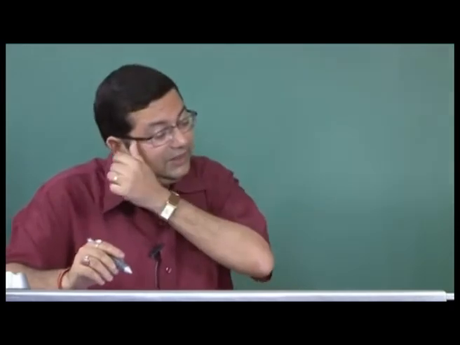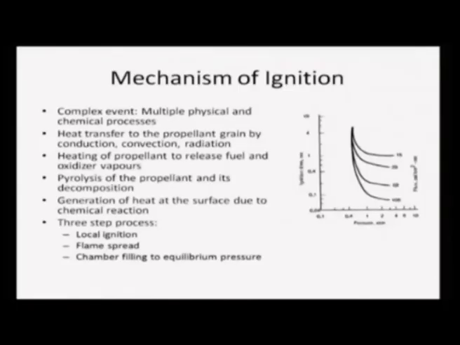Now, how does ignition take place? This is a very complex process. Multiple physical and chemical processes take place. We have heat transfer to the propellant grain by conduction, convection and radiation, then heating of the propellant to release fuel and oxidizer vapor, then pyrolysis of the propellant and its decomposition, then generation of heat at the surface due to chemical reaction. So, all this must be present to give the proper ignition.